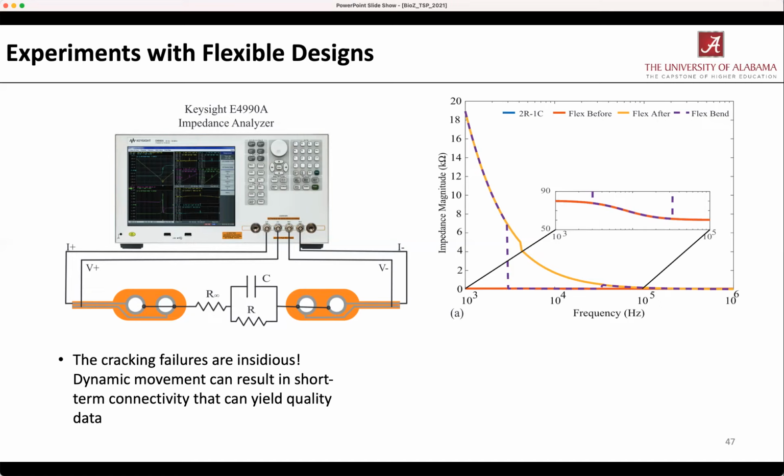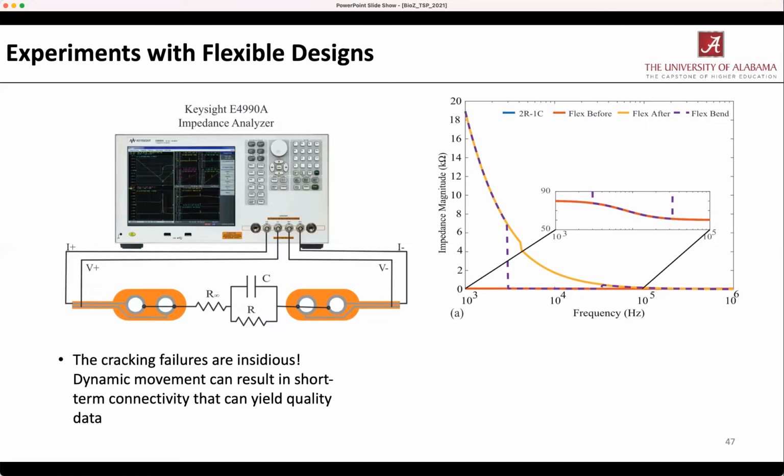So this broken design is insidious because during movement, it can actually reconnect through that movement and that force and give you good data, which leads you on a chase of why am I getting poor data sometimes and not others, and has this huge reliability issue.